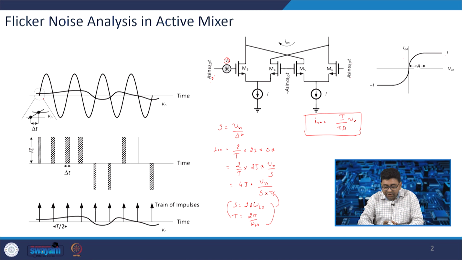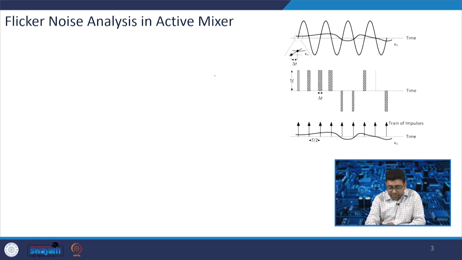Now, what will happen if we consider the complete spectrum? If we consider the complete, entire spectrum, this delta t by T is much less than 1. So this will be narrowed down, and then we can consider this as a train of impulses, and its impulse duration is what we can consider for finding out the on current.